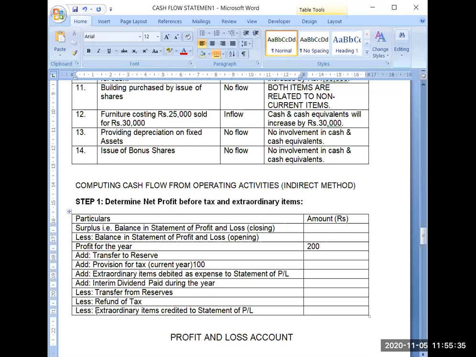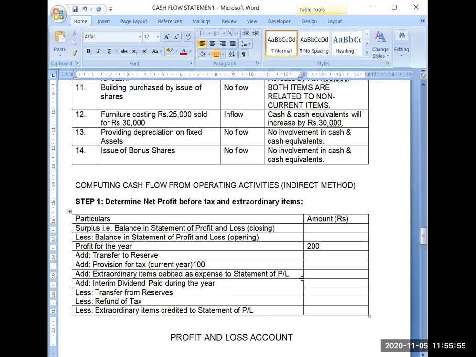Then extraordinary items credited to statement of profit and loss. Certain expenses or losses can be there in your profit and loss debit side. Similarly, certain extraordinary incomes can also be there.